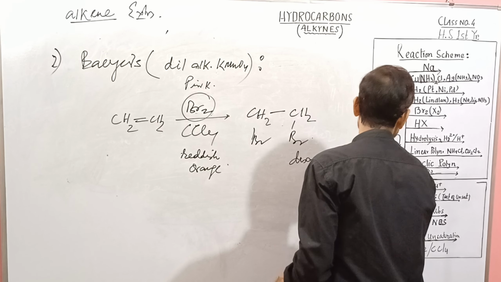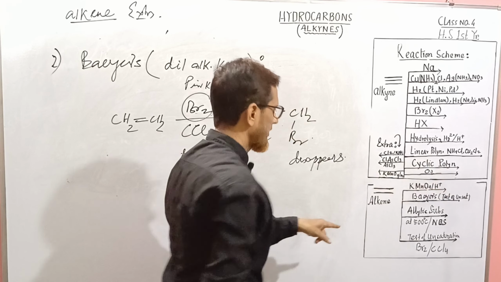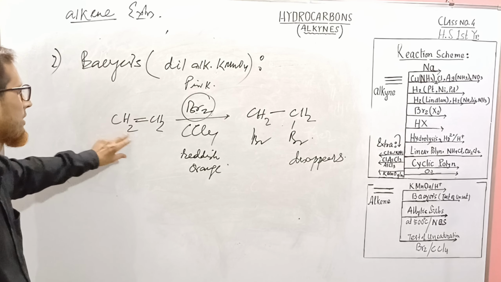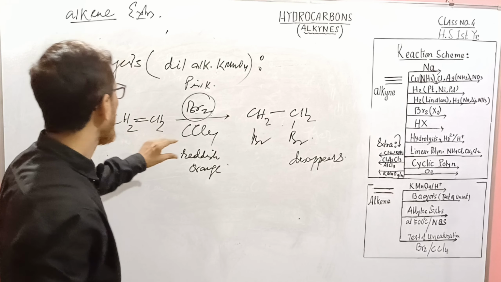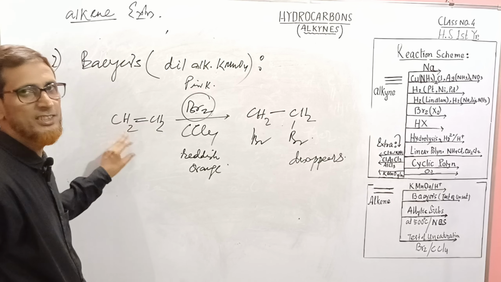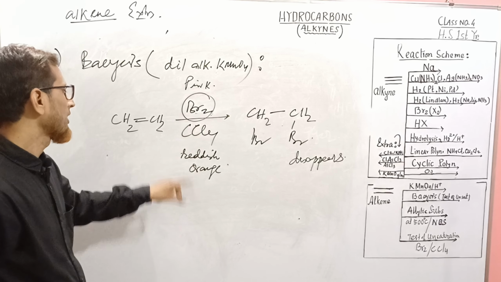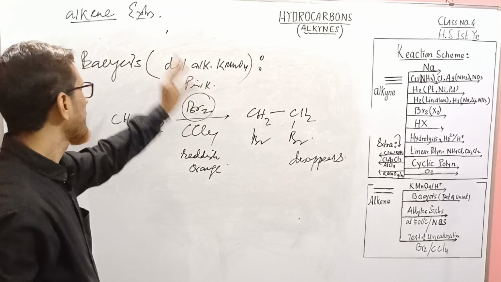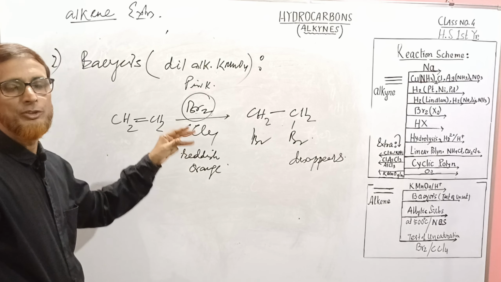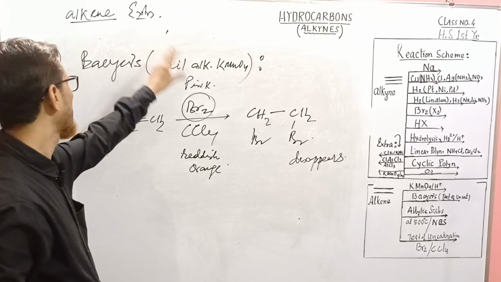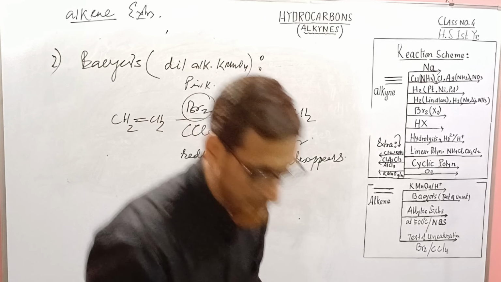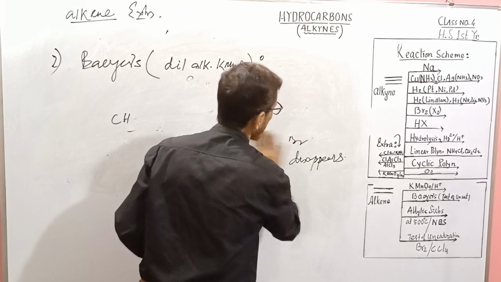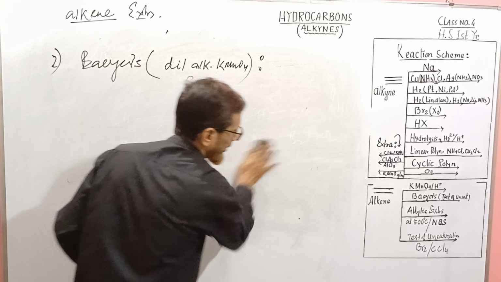Again, it is a test for unsaturation. Bayer's reagent and bromine reacting with alkene is a test of unsaturation. Whenever you make an alkane react with bromine in carbon tetrachloride, the reddish orange color of the bromine will not disappear. That means it is a saturated compound. So you can very easily distinguish between saturated and unsaturated compounds with the help of Bayer's reagent and bromine water. When the color disappears, it signals unsaturation.